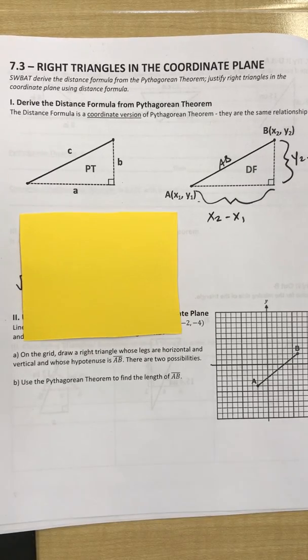Okay guys, 7.3 right triangles in the coordinate plane. The first thing we're going to do is show you why the Pythagorean theorem is the way it is, like where it actually comes from. So you know that you can use the distance formula or the Pythagorean theorem in order to find the distance between 2 points in the coordinate plane. And I'm going to show you why you can also use the Pythagorean theorem. So really, the Pythagorean theorem is just the distance formula.